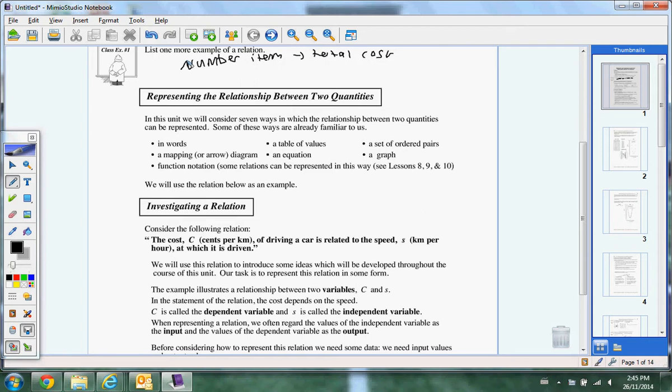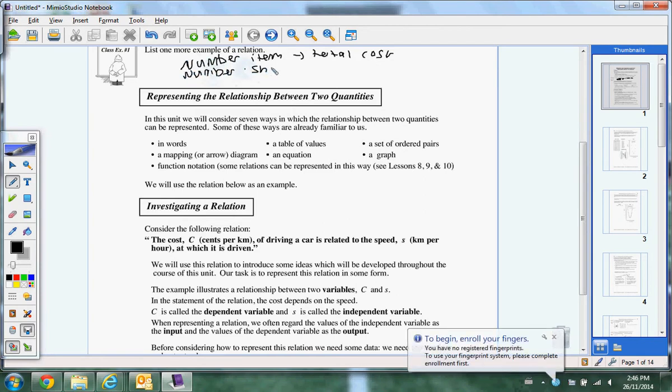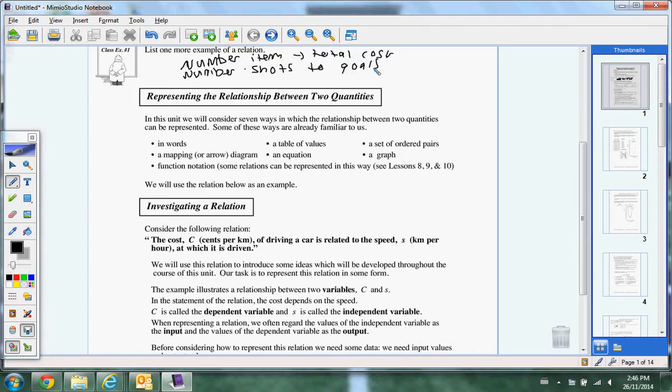How about a hockey one? More shots means more goals, number of shots to goals. Okay, Josh, you have anything? What can be related? The more weight you lift, the stronger you are. Okay, so more weight, more muscle. Yeah.